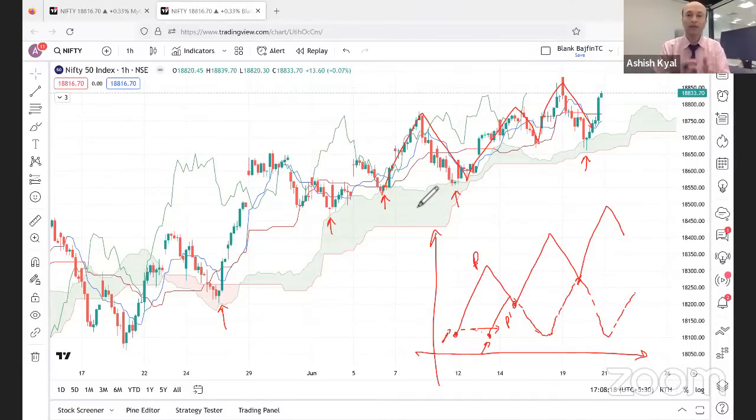क्यों? क्योंकि क्लाउड का प्लॉट ही वैसा किया. Ichimoku cloud is plotted in such a way that it is shifted to the right hand side, and that's the reason why prices find support. तो ये अगर आप देख रहे हैं, this is Ichimoku cloud suppose, and this is price. And can you see the intersection? The points where they are meeting is the point that is the most important support.